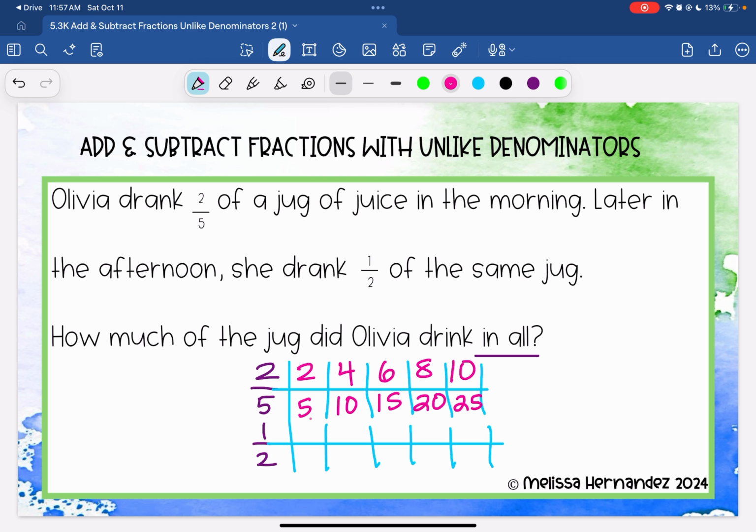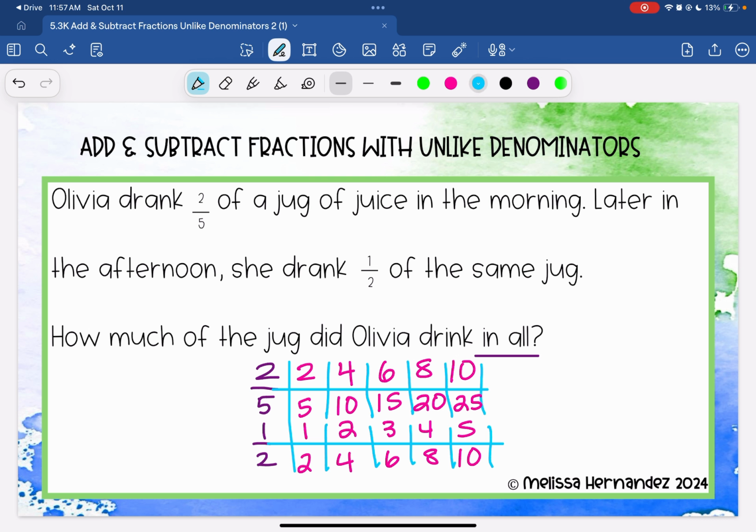The next one is the half. I'm just doing my skip counting. And the reason I ask kids to do the first one is because sometimes they don't notice that one denominator can go into the other, and this sometimes will help them see it. And then eventually they don't even need this at all.